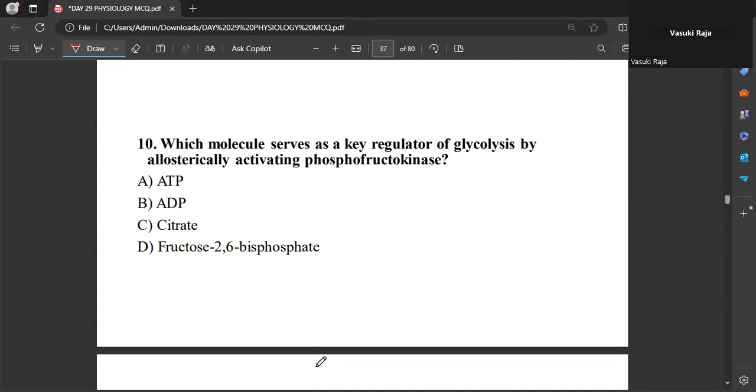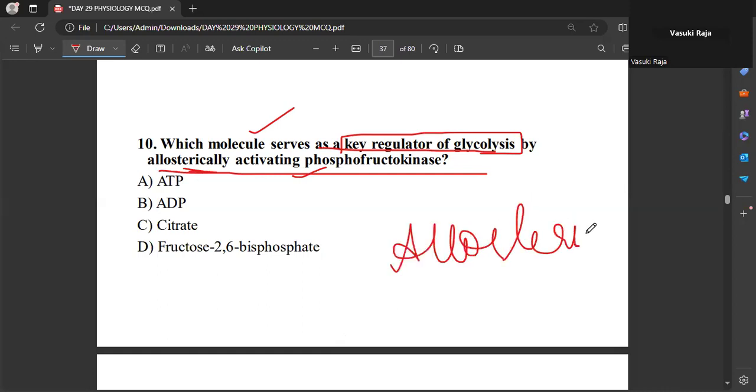Now, which molecule serves as a key regulator of glycolysis by allosterically activating phosphofructokinase? See, when you study about the enzyme, you should know what is meant by an allosteric enzyme. What is an allosteric enzyme? Anybody know what is meant by an allosteric enzyme?